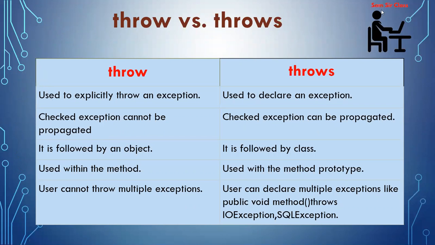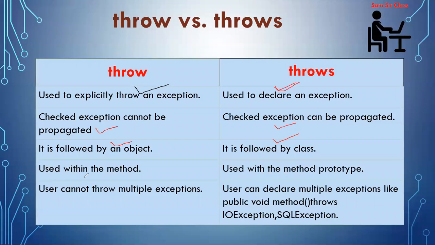Okay, so this is the overview. Throw is used to explicitly throw an exception, but throws is used to declare an exception. Checked exception cannot be propagated with throw. Checked exception can be propagated with throws. We have seen through the example of IOException. Okay, throw is followed by an object. Throws is followed by a class. Done. Because you're writing throw new some object name. Here throws the class name.